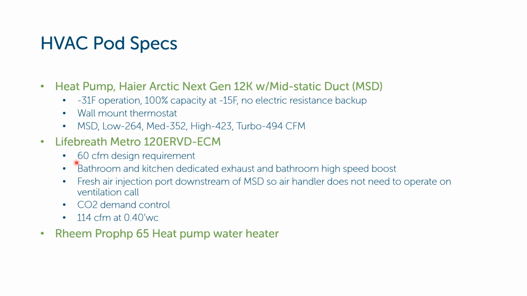The home had a 60 CFM design requirement, and I believe this thing is capable of 114 CFM at 0.4 inches water column. That should be 0.4 inches, not 0.4 feet. The bathroom and kitchen have dedicated exhausts, and the bathroom has a high-speed boost. So if you go to the bathroom and you shower or you need ventilation, it turns the whole system onto high. The fresh air injection port is downstream of the air handler, so the air handler doesn't need to operate on a ventilation call, right?